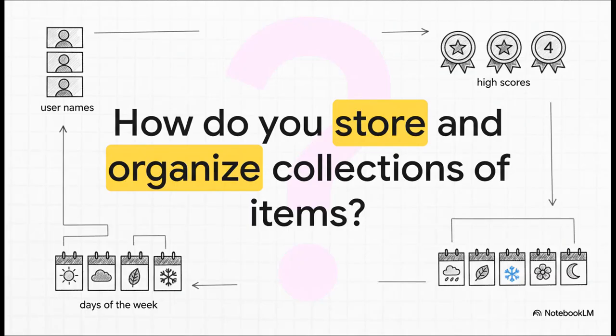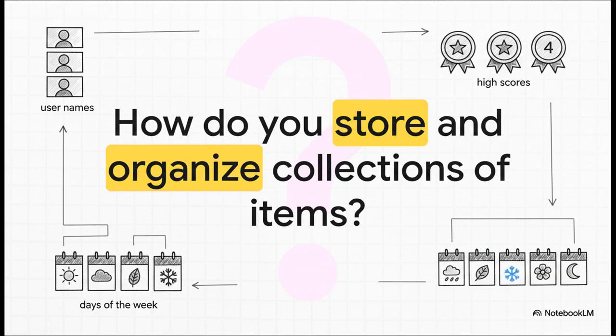Okay, so just think about this for a second. You're building an app. Maybe it's a game with a bunch of high scores, or a to-do list, or you just need to keep track of a bunch of usernames. How do you do that? You're not going to create a separate variable for every single one, right? User 1, user 2, user 3. No way. That would be a total nightmare. You need some kind of container, a way to group all that stuff together.